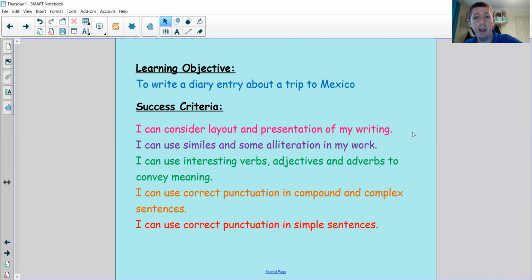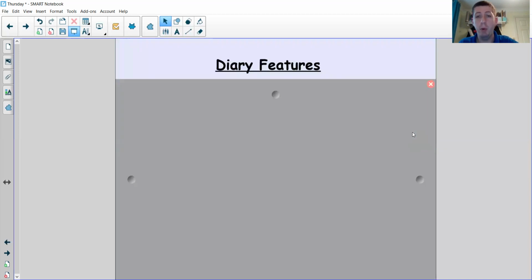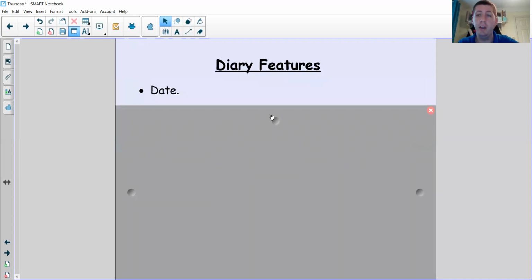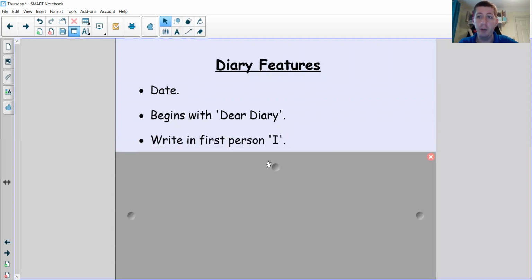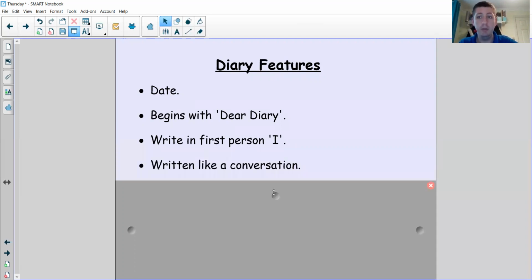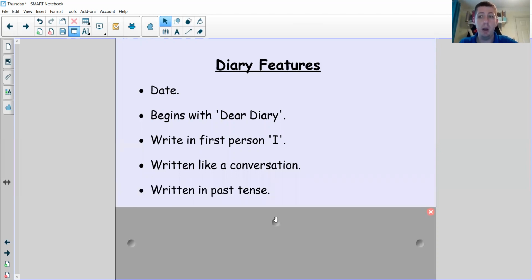All of the things that we do today will definitely help you with tomorrow when we do our own independent big writing. Now, remember, when you're writing a diary, there are different features that need to be included. For example, you need the date. It needs to begin with Dear Diary. It needs to be written in the first person because it's about you. So you say, I did this, I did that. It needs to be written like a conversation. You're telling your diary so that you remember it in the future. It needs to be written in the past tense because it's about something that's already happened to you.